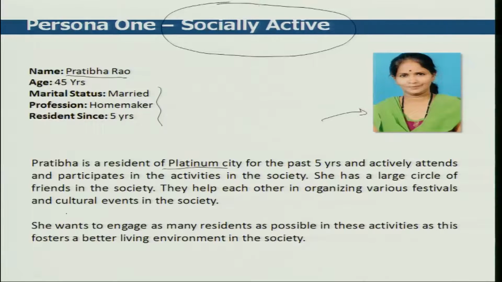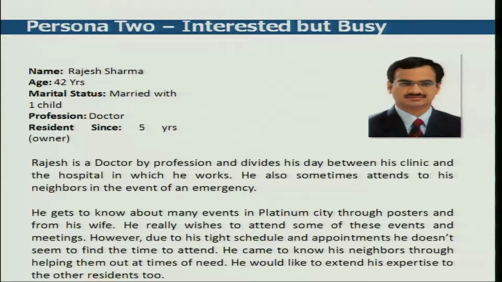She has a large circle of friends in the society. They help each other in organizing various festivals and cultural events in the society. She wants to engage as many residents as possible in these activities, as this fosters a better living environment in the society. So you can see she is someone who is socially active. This is describing the person, the kind of behavior. Okay, now let's look at the next persona.